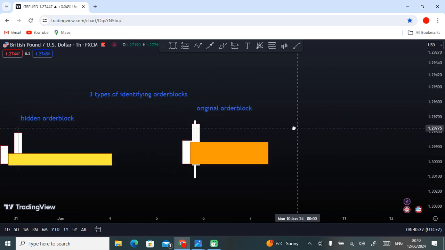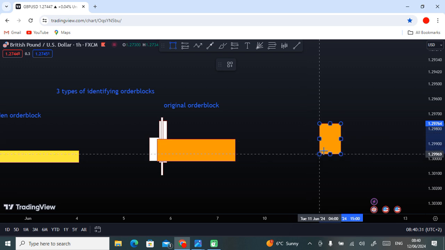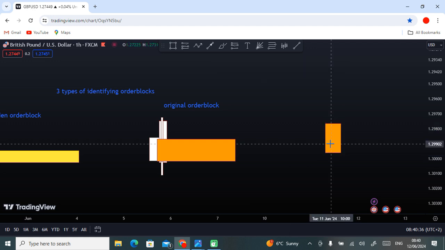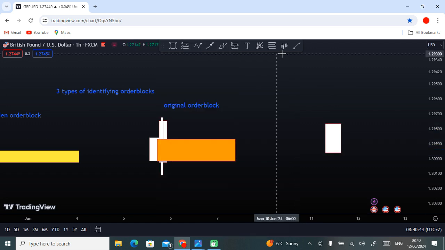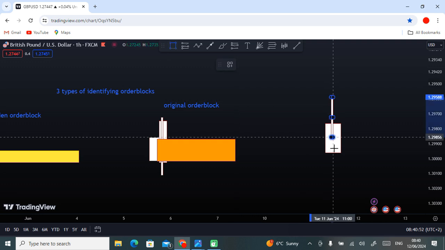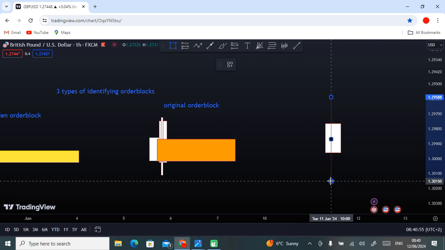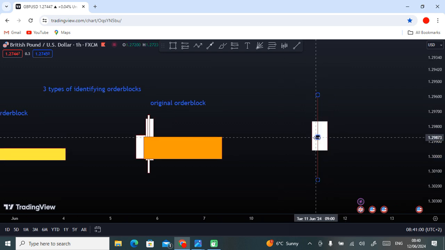So now I'm going to make the last example, which is what we call the weak order block. The weak order block is just a candle. A weak order block is just a candle with a very long wick. Most of the time you see it when news happens. It happens on a bigger time frame, but we know that on a smaller time frame there is an order block.